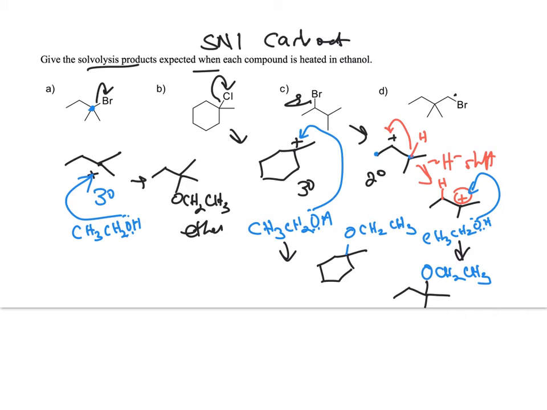Okay, the next one here, the bromine leaves. When the bromine leaves, you get a primary carbocation.